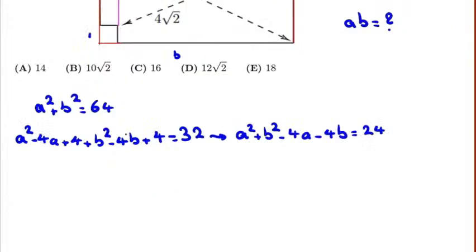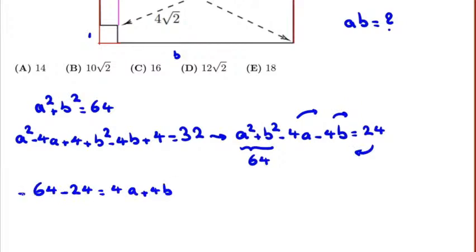Now we know A squared plus B squared from the first part equals 64. So if I take these two to the right-hand side and these two to the left-hand side, 64 minus 24 equals 4A plus 4B. 64 minus 24 equals 40. And if you divide both sides by 4, we conclude A plus B equals 10.